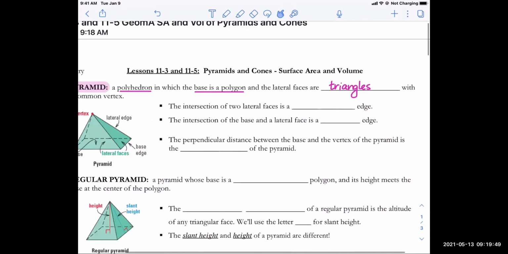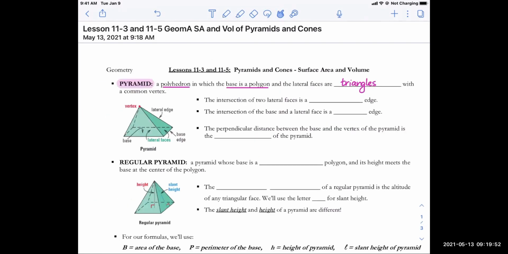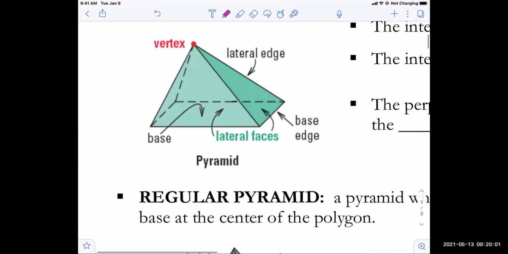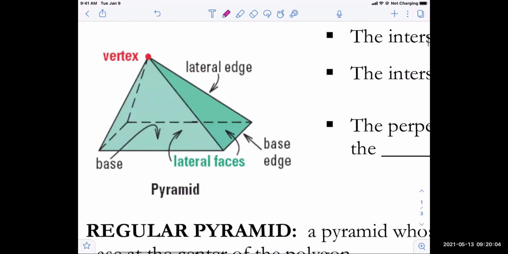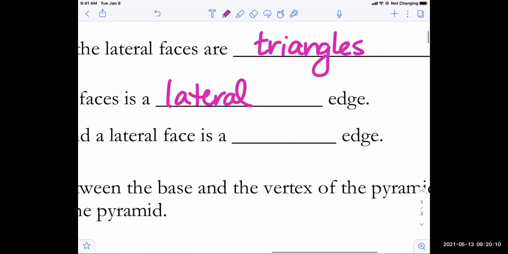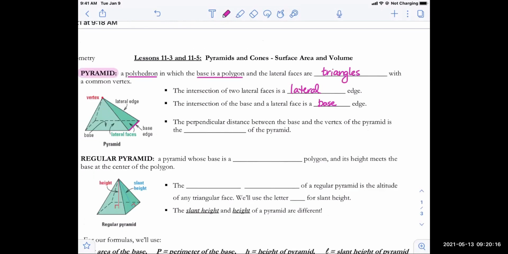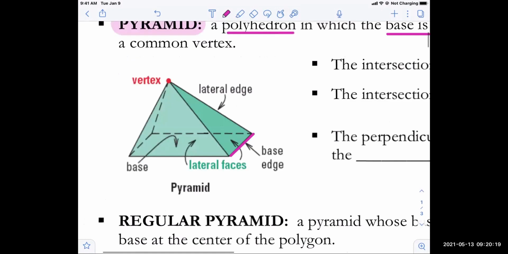With a common vertex. Where two lateral faces come together is called a lateral edge. And where a base and a lateral face come together is called a base edge. If you see that down there, that's a base edge because it's a side of the base. And then the perpendicular distance between the base and the vertex of the pyramid, what would that represent? If I dropped a perpendicular here, what would that be of the pyramid? It's the height, yeah, it's the height.